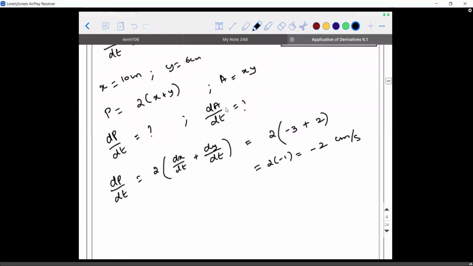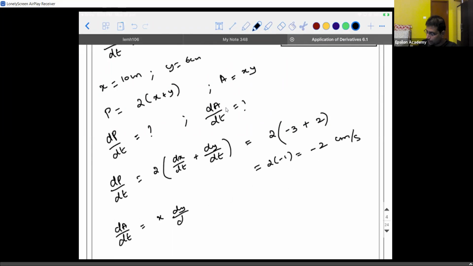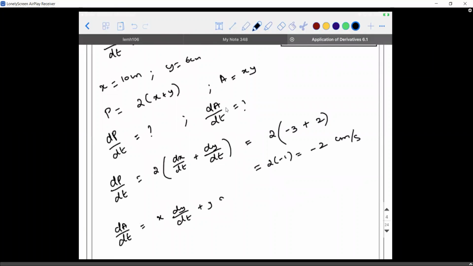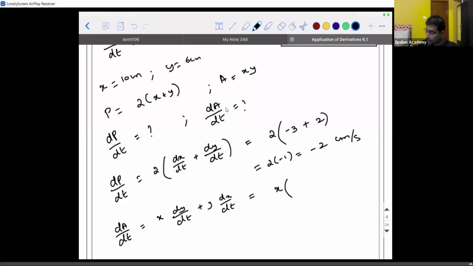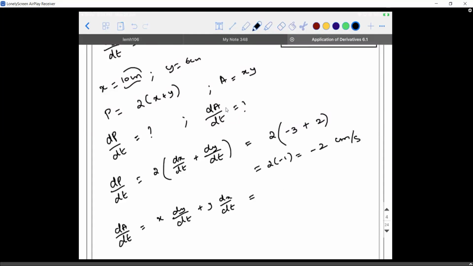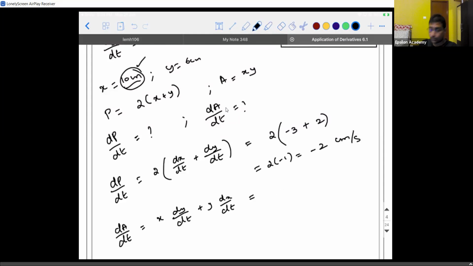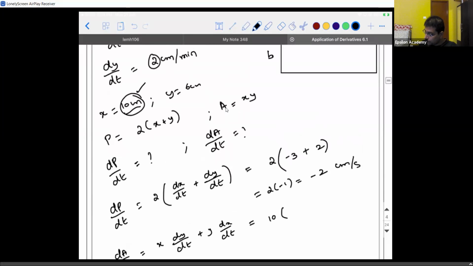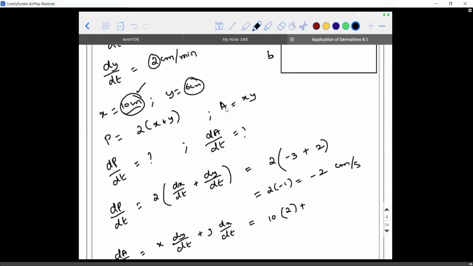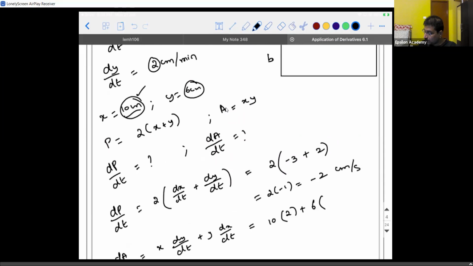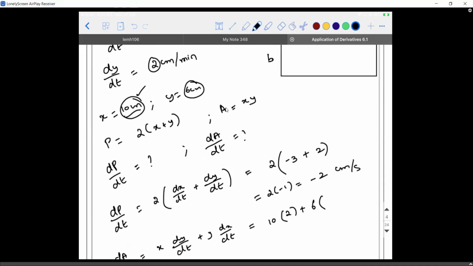Similarly, what is dA by dt, guys? x into dy by dt plus y into dx by dt. x is how much? x is 10. 10 into dy by dt, which is 2, plus y, which is 6, into dx by dt, which is minus 3. So 20 minus 18.